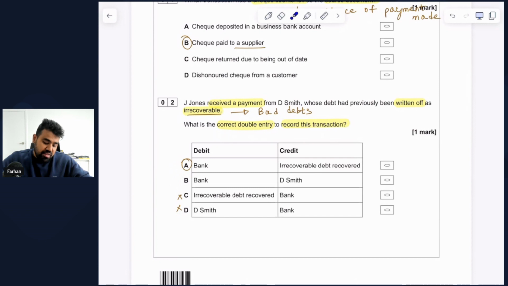Then it doesn't make sense to credit D. Smith because when you're crediting D. Smith, it refers to you crediting a trade receivable that is already in the books. But what we can understand is that we have already written off D. Smith and we did not have any expectations to receive this money. So D. Smith was no longer a trade receivable for the business when we received the cash for past sales. Therefore, in this case, we bring something called an irrecoverable debts recovered account, which is what we have to credit in this case. And therefore, the correct option for question number 2 is option A.